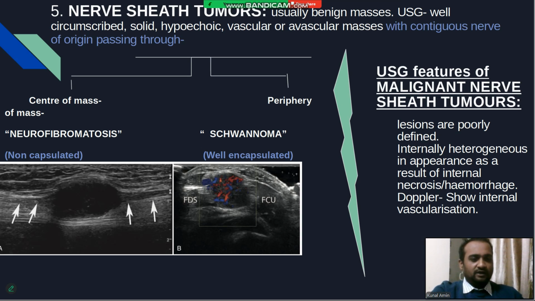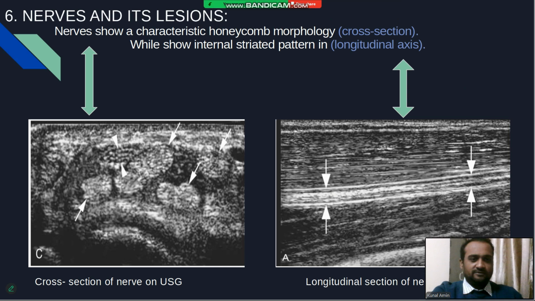It can also show internally heterogeneous in appearance as a result of internal necrosis or hemorrhage. On Doppler, it shows internal vascularization. Move on to nerves and its lesions. Nerves usually show a characteristic honeycomb morphology on cross-section, and in longitudinal axis, they show internal striated pattern as seen in these two images.